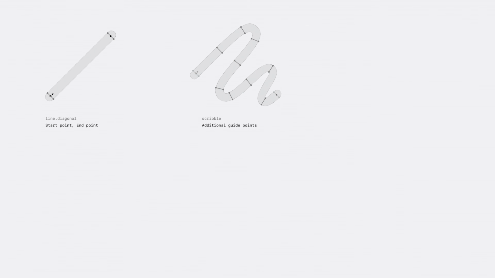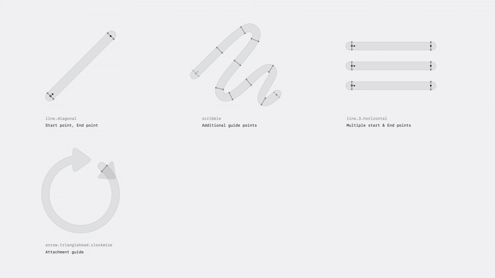As paths get more complex, they may require additional guide points to help fill in the gaps between the start and the end, indicate multiple draw paths, or even help guide an arrowhead along a path. Additionally, some symbols may require specialized guide points to help the system properly compute its draw path.